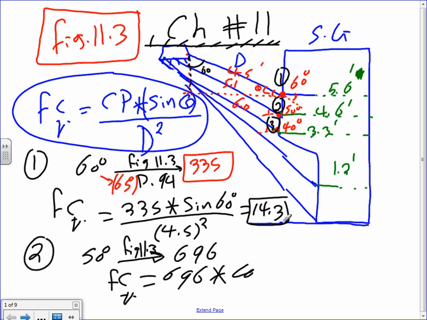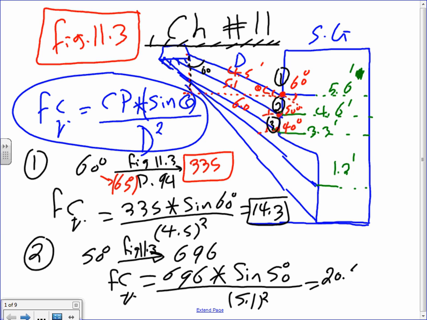not cosine, Chad, sine, multiplied by sine 50 degrees, divide everything by what? The distance. What's the distance, gentlemen? 5.1. 5.1 raised to the power 2, and that will get you a healthy how much? A healthy 20.5. So that point 2 is going to be 20.5.